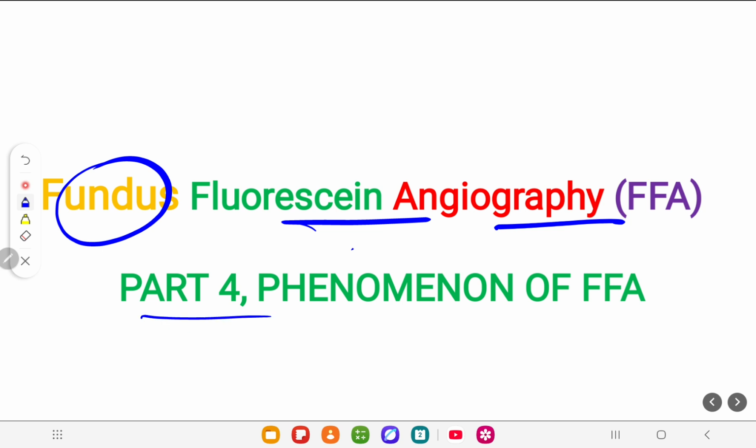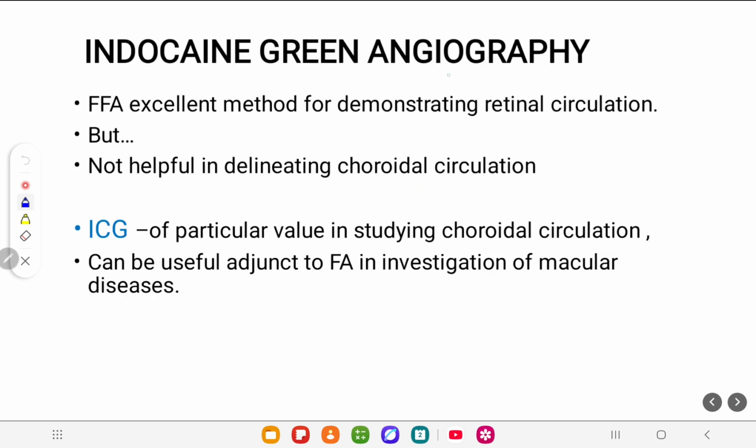In this part 4 we are going to discuss the phenomena of FFA. Basically there are three phenomena we are going to discuss, and the one thing that I have already told you is the difference between FFA and ICG, basically indocyanine green angiography. What do we mean by that, indocyanine green?